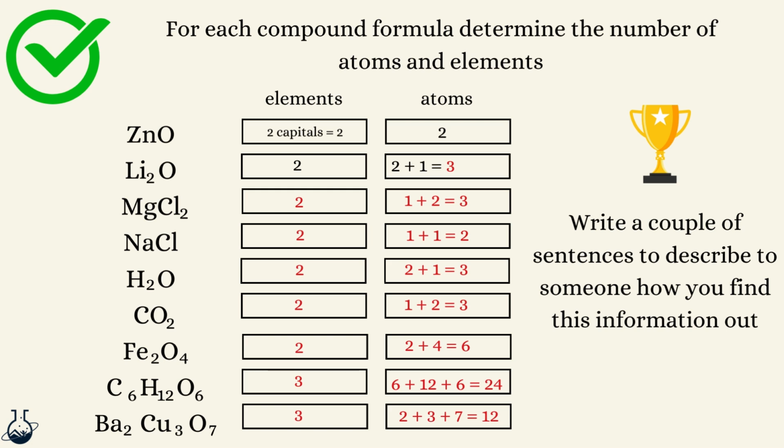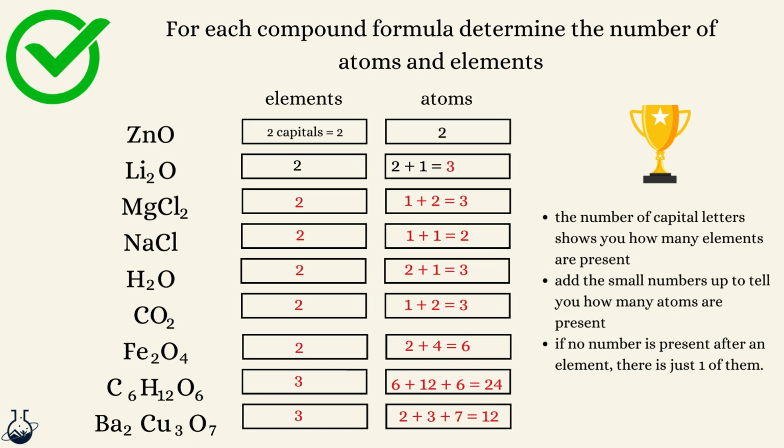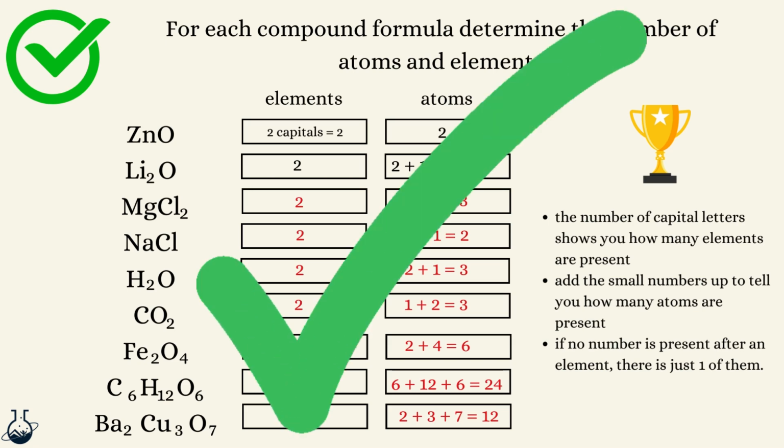If you tried the challenge to write a couple of sentences to describe to someone how you would find this information out, you could say, the number of capital letters shows you how many elements are present. Add the small numbers up to tell you how many atoms are present. And if no number is present after an element, then there is just one of them. Well done, everyone.